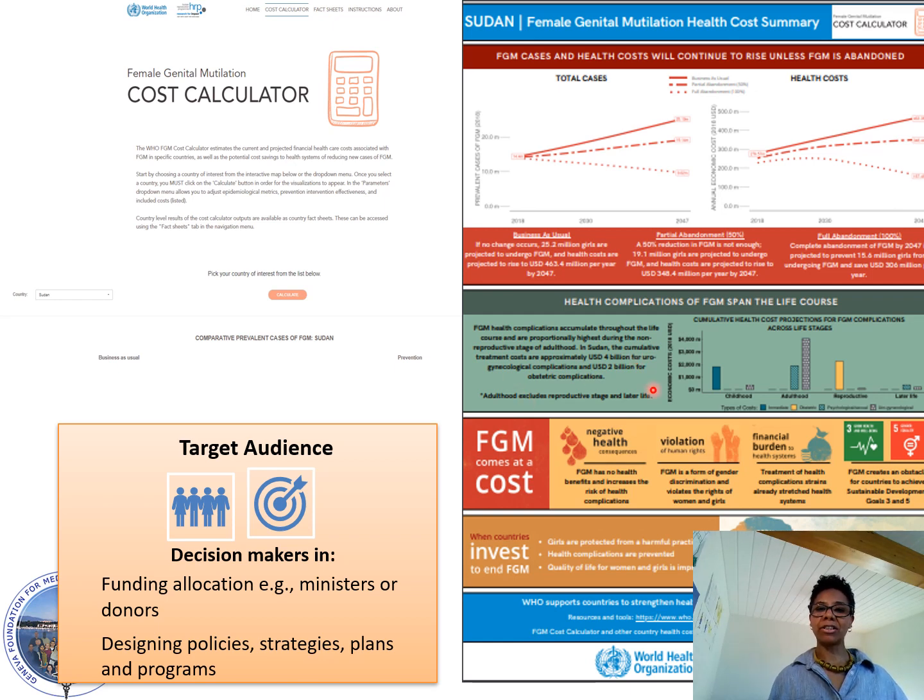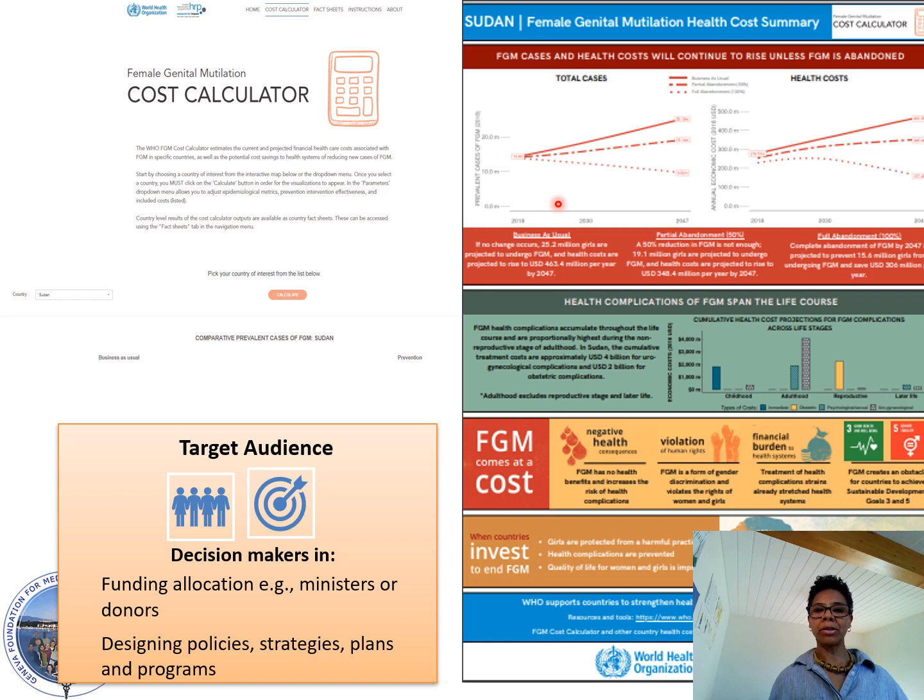In the green section of the fact sheet, you would see the health complications across the life course, from childhood, adulthood, reproductive, and later ages, and you would see the types of complications along this life course, and some key messages to highlight that FGM has no health benefits, and really calls for action to invest in FGM abandonment. This fact sheet is very useful.